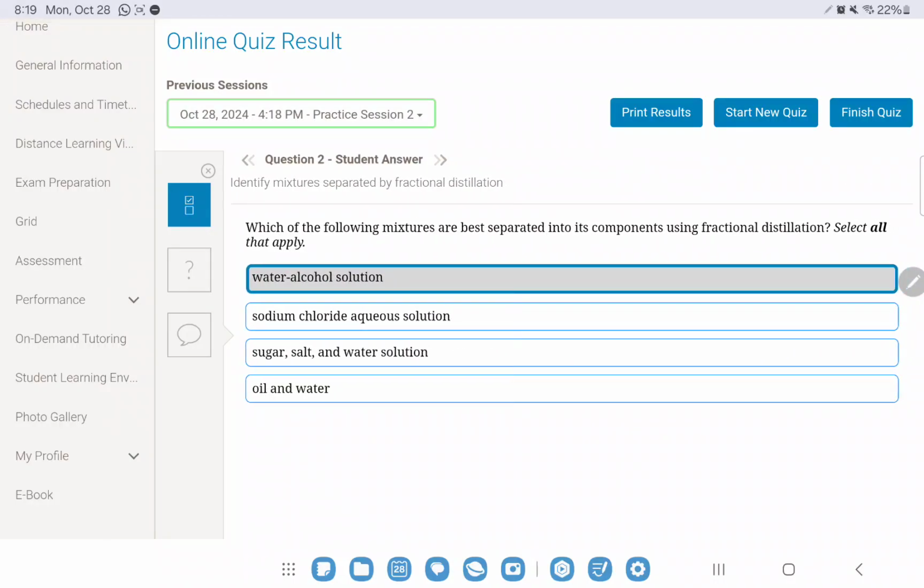Which brings us to our next question. Which ones do you need to use fractional distillation on? Water and alcohol solution, because they have really close boiling points. Sodium chloride aqueous? No, because we use simple distillation for that. Why need the fractional? It's just going to waste more time. Like this, again, you cannot do this with any type of distillation. This is separatory funnel.